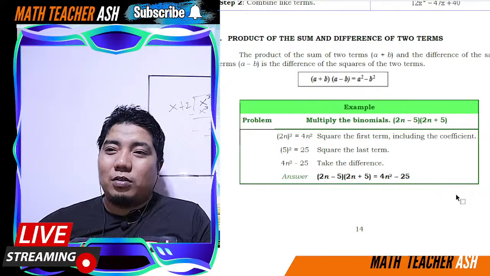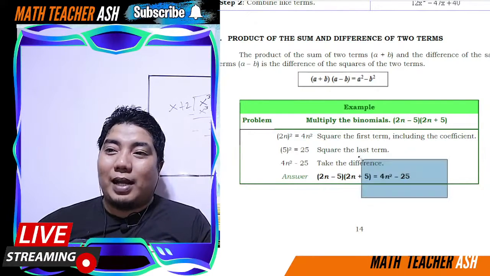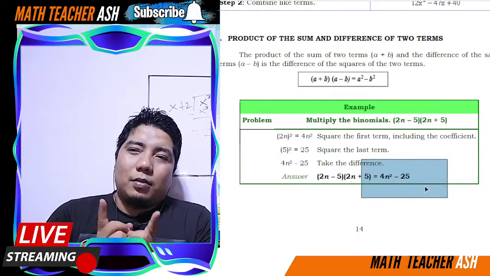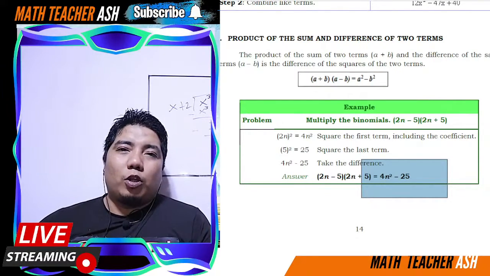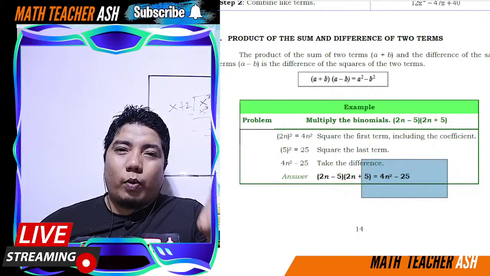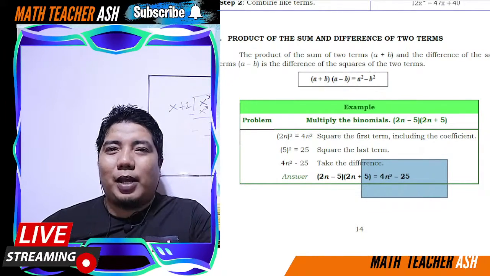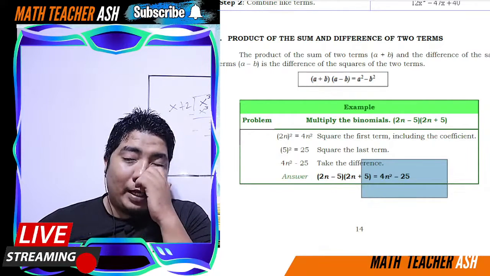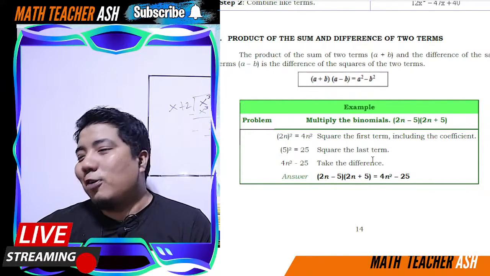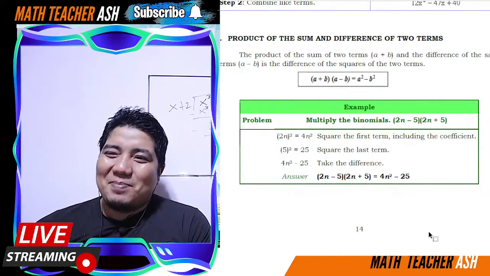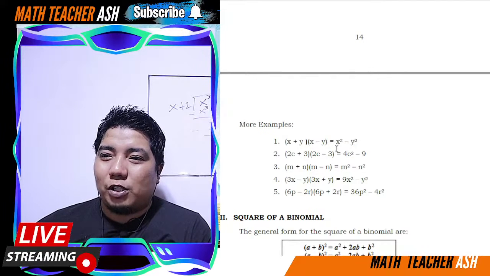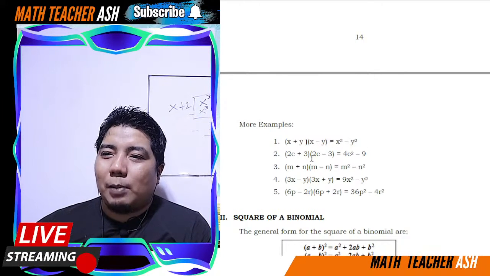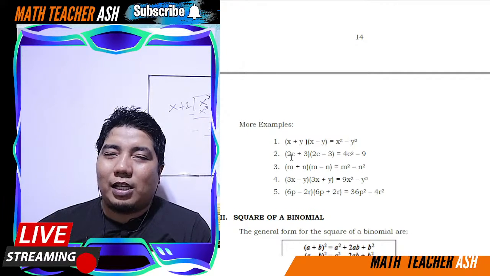If you know, alam mo ang special products na ito na kapag ang dalawang binomial na opposite lamang ang sign pero pareho sila ng mga terms, then what you will do is you just get the square of the first term and the square of the second term, then copy minus. Okay? So, ganoon lamang po kadali, my dear math learners. Okay, another example. So, x plus y times x minus y, of course, so that is x squared minus y squared. 2c plus 3, 2c minus 3. So, 2c, that is 4c squared. 3, that is 9. So, minus.